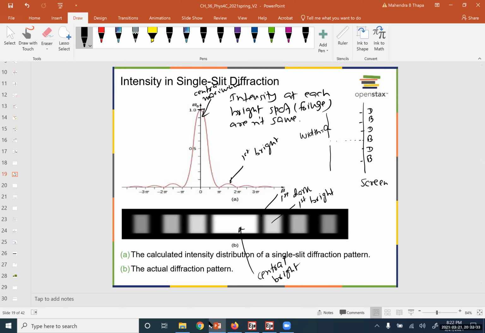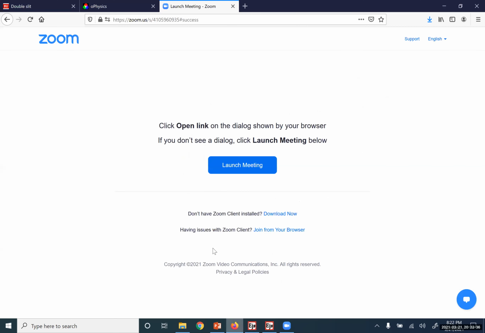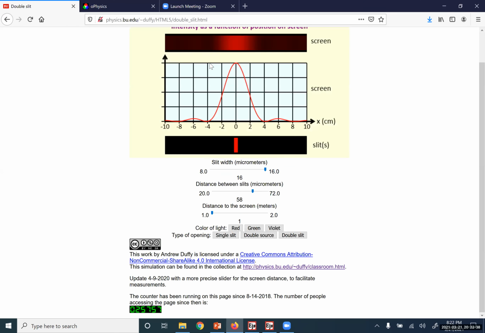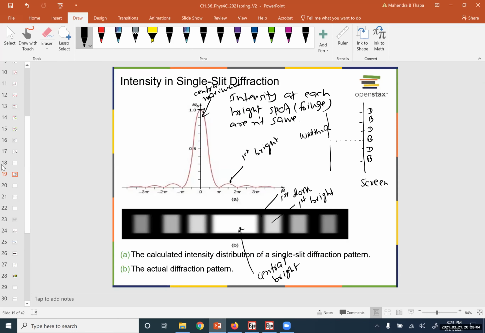This can be again seen in this simulation. You can see in this simulation that the intensity of each spot is different. So you know that it changes with the slit width, and it also changes with the distance to the screen. The width of this peak is also going to change. So in our case, we'll talk about what is the intensity.